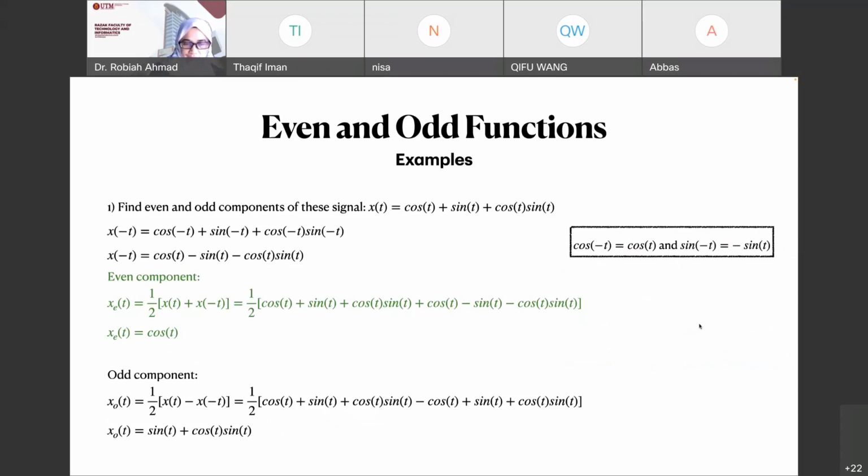Any question? Bila kita simplify, we got this one, x cos t, this one will be sin t plus cos t sin t, by applying the sine cosine rule just now. Any question for this one? Can I proceed? Okay. Yes. And doctor. Okay. So even and odd. Okay.